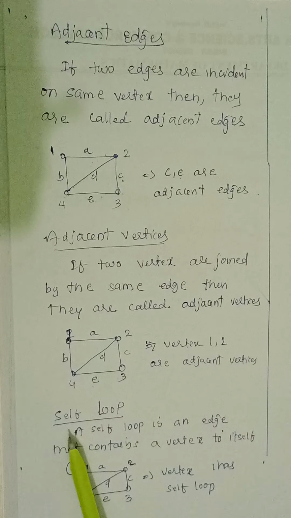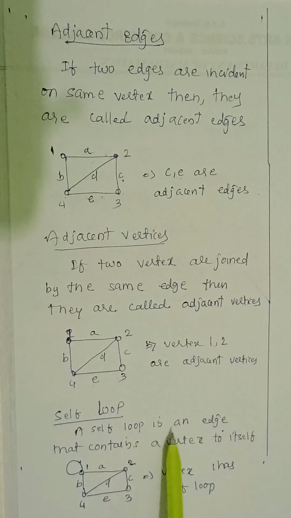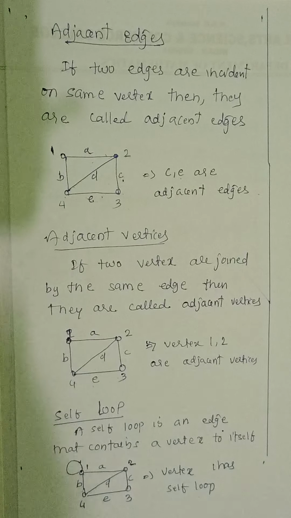Now take the self loop definition. A self loop is an edge that connects a vertex to itself. Here is an example. Vertex 1 has an edge to itself only. So this is an example where vertex 1 has a self loop.